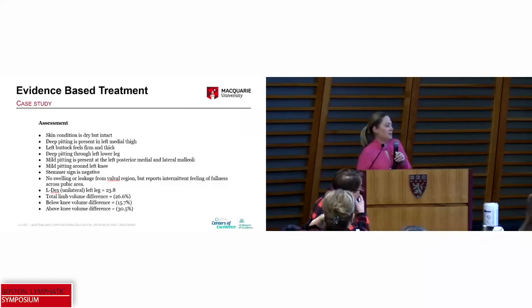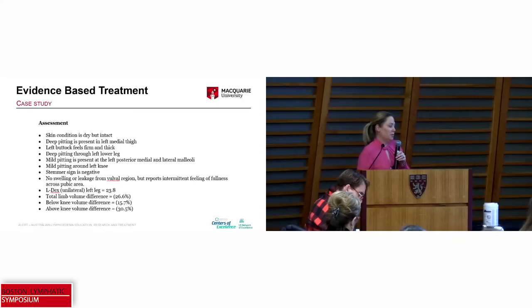On assessment, Skye's skin condition is a little bit dry but intact. She's not oozing anywhere. She's got deep pitting present in the left medial thigh. Her left buttock feels firm and thick. She's got deep pitting through the left lower leg and mild pitting through the posterior medial and lateral malleoli, and mild pitting around her left knee. Her Stemmer sign is negative.